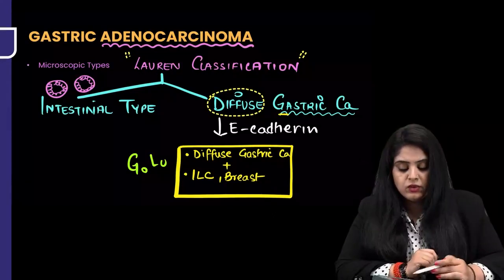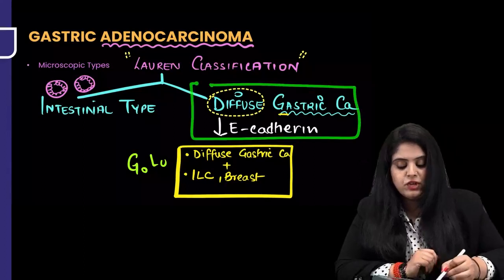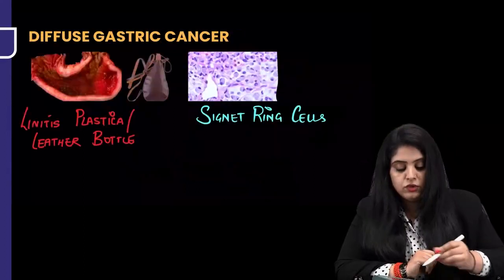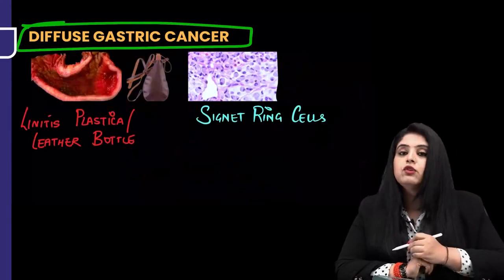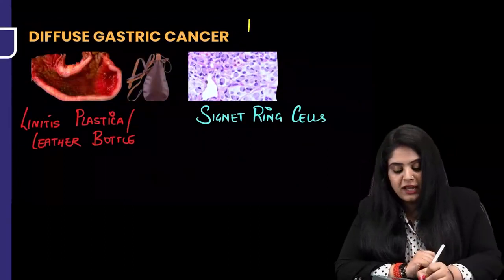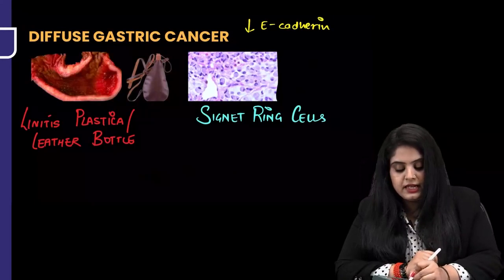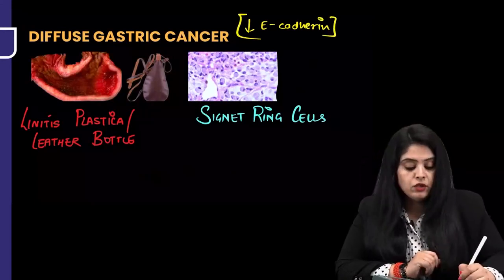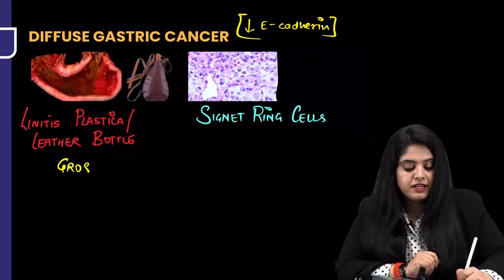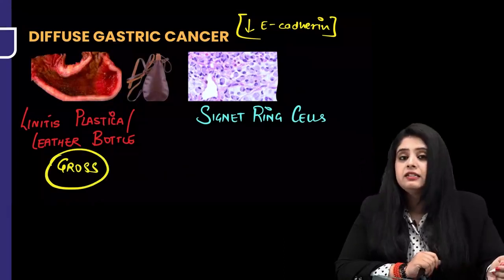Okay, so on that note, diffuse gastric cancer genetics I've done, but now I also need to look at the gross and the microscopy of the same cancer. So I'll make a flashcard over here. Diffuse gastric cancer genetically shows me loss of E-cadherin, but at the same time, grossly if they ask you, it has the very famous linitis plastica.